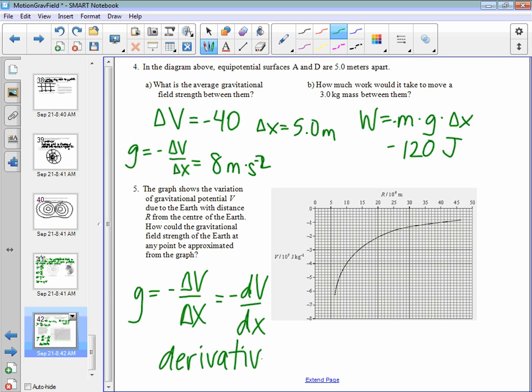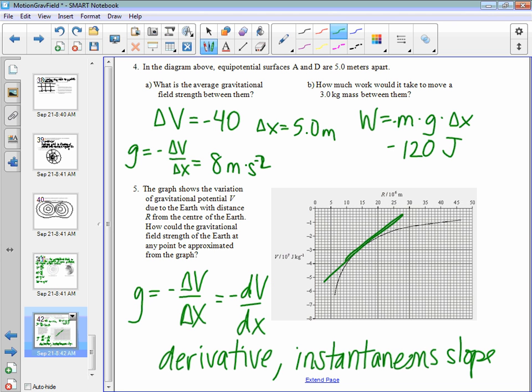It is going to be the derivative of the graph, or the instantaneous slope. For those of you who haven't had calculus yet, you can draw a tangent line at any point, say at 13 or 14, wherever I drew it. We would want to find out what the slope was at that point. We would draw a line tangent to that curve and find the slope of that line. When you get to calculus, it'll be a lovely day for you to understand what that truly means.